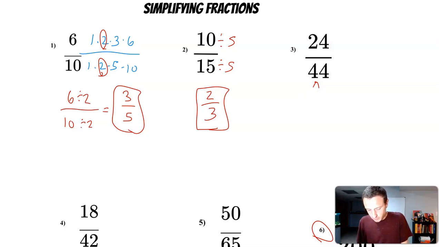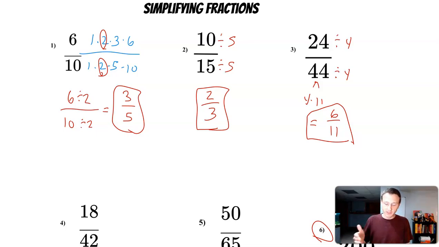But what about this 4? 4 goes into 24. Nice. So that tells me I'm going to divide both the top and the bottom by 4. 24 divided by 4 is 6. 44 divided by 4 is 11. So 24 over 44 simplifies down to 6 over 11. And I know it's in simplest form because I can't go any further.